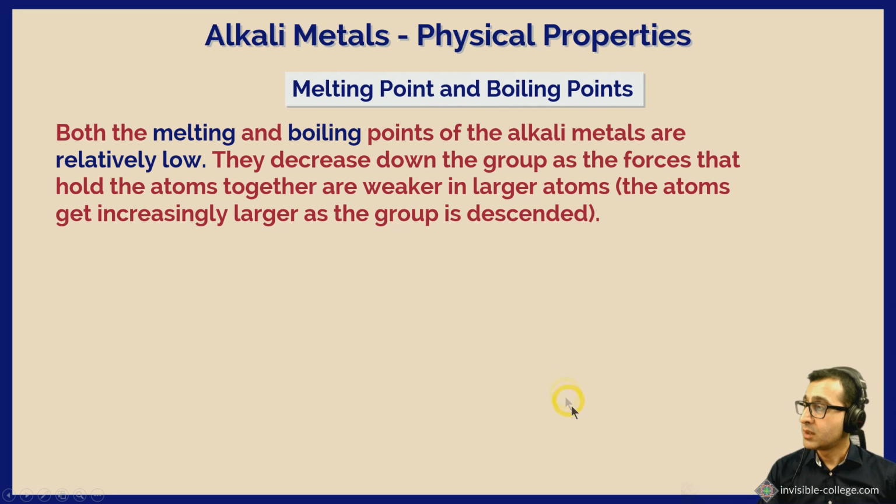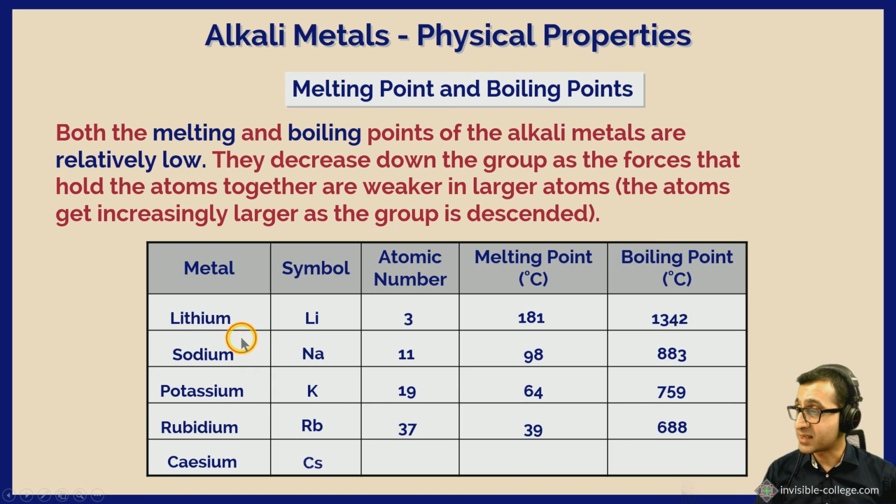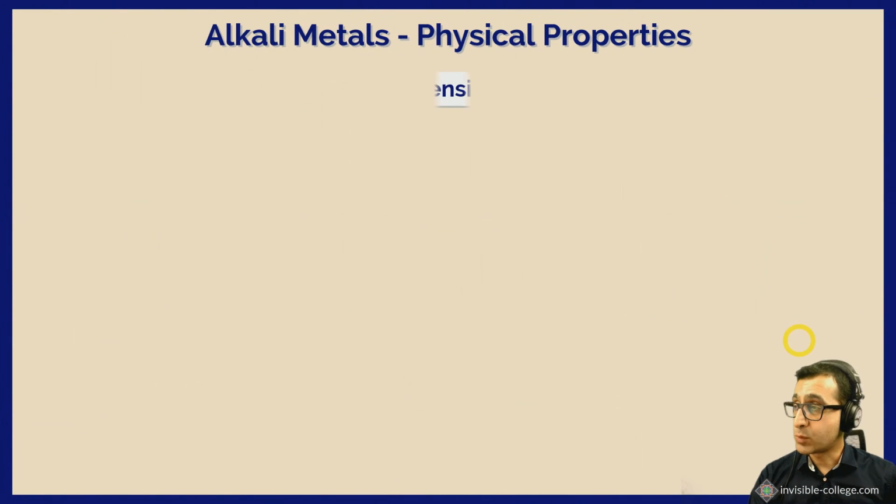So both the melting and the boiling points of the Group 1 metals, the alkali metals, will decrease as you go down the group. And this is because the forces that hold the atoms together are weaker in larger atoms or ions in the metallic bonding structure. These get weaker as you go down the group, and therefore, if you look at the metals, lithium, sodium, and so on, down Group 1, you'll see that the melting points and the boiling points are decreasing as you go down the group. This is because the metal ions in that metallically bonded structure are larger, and so the electrostatic forces are weaker. So there we can see one of the physical properties.